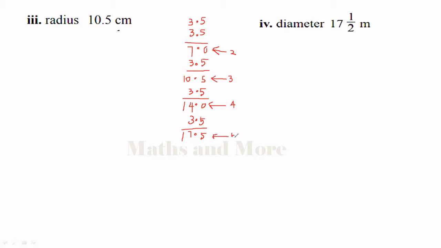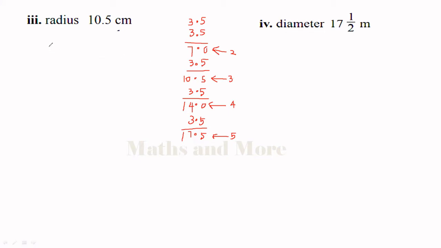No need to write this for all the problems. Just remember that. Just remember, for 7, there are two 3.5s. For 10.5, there are three 3.5s. No need to remember for 14, but remember for 17.5. For 17.5, there are five 3.5s. Now, radius 10.5 means there are three 3.5s.